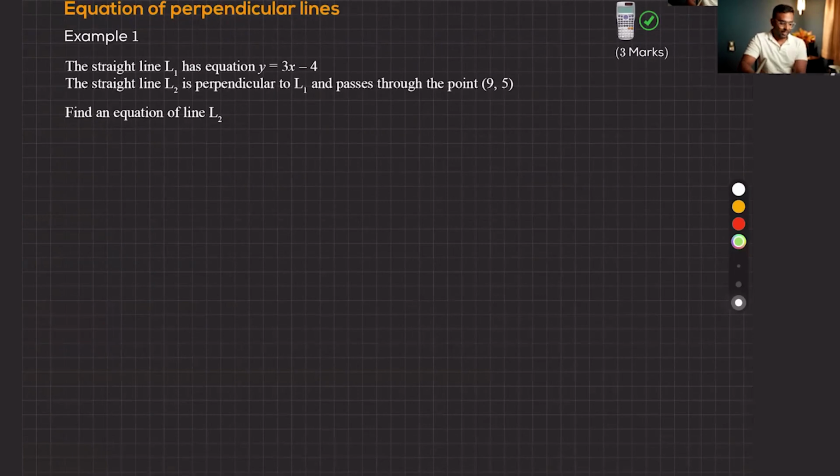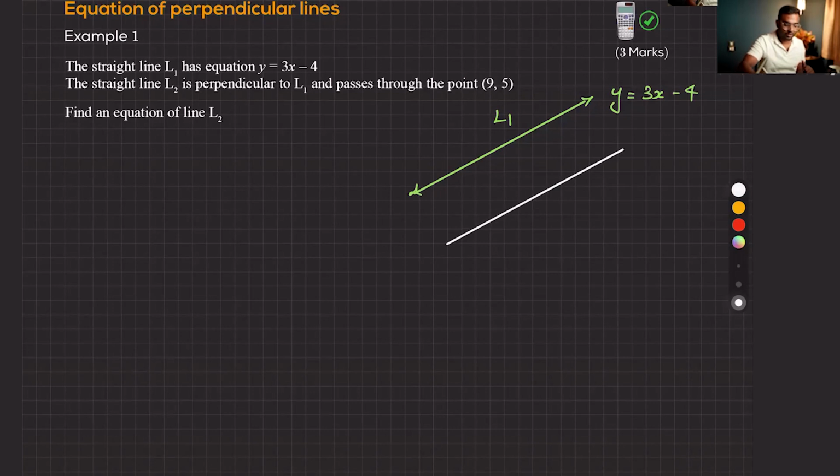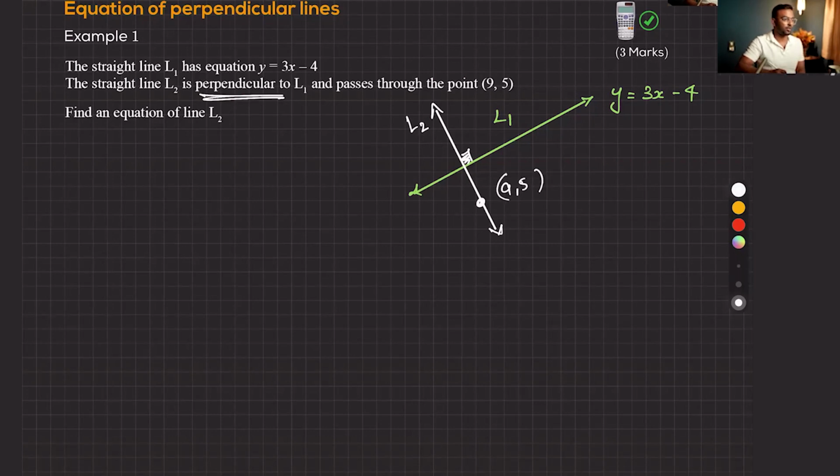This is with perpendicular lines. So we have L1. This is L1 given an equation y equals 3x minus 4. A straight line L2, which is not parallel, perpendicular. So this is L2, making a nice 90-degree angle. L2 is perpendicular to L1, passing through a point 9,5. Work out the equation of L2.